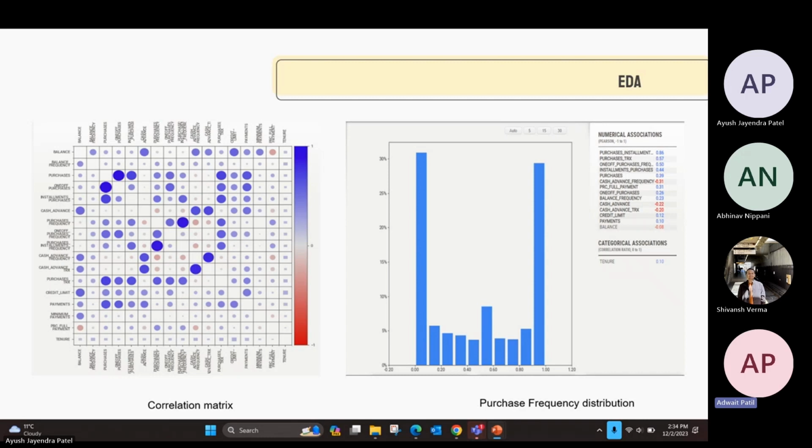This helped us to drop features which were highly correlated and didn't add any new knowledge for our machine learning models to run. And on the right, we see the purchase frequency distribution. It is the only feature which was not skewed, whereas all the other features had high skewness. And so we had to scale the data to get better results.